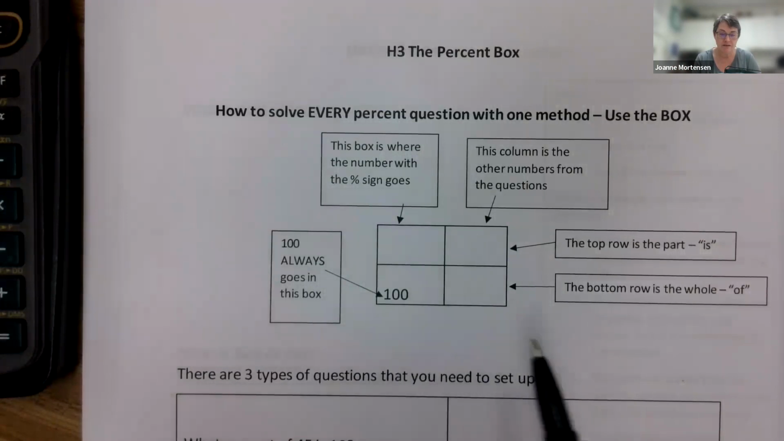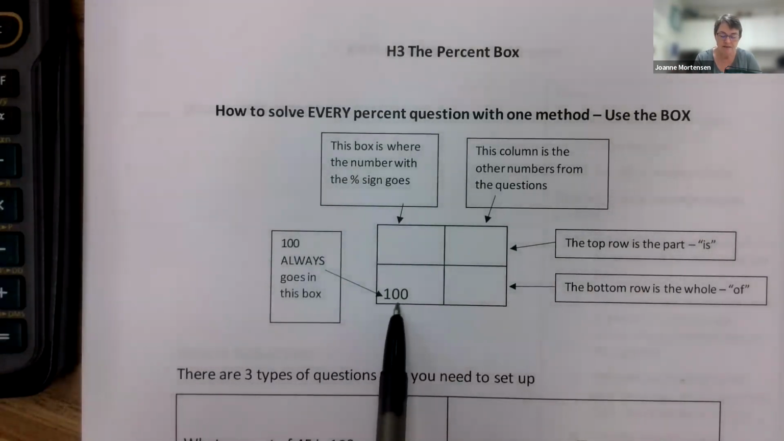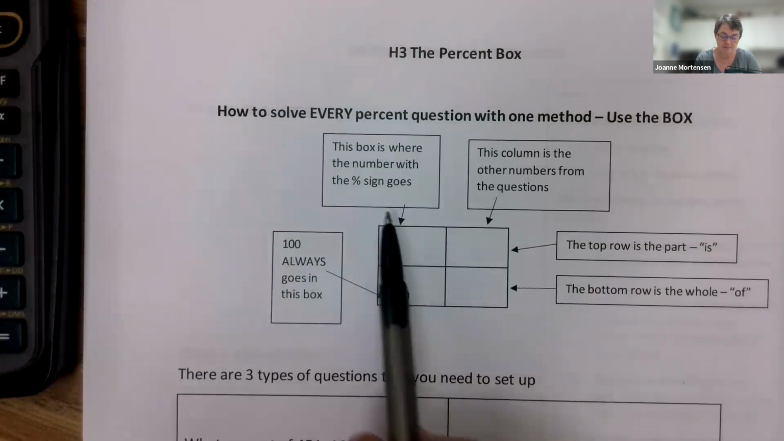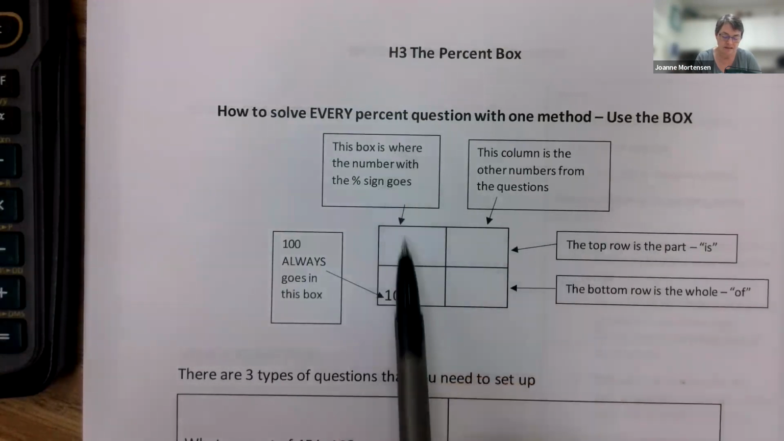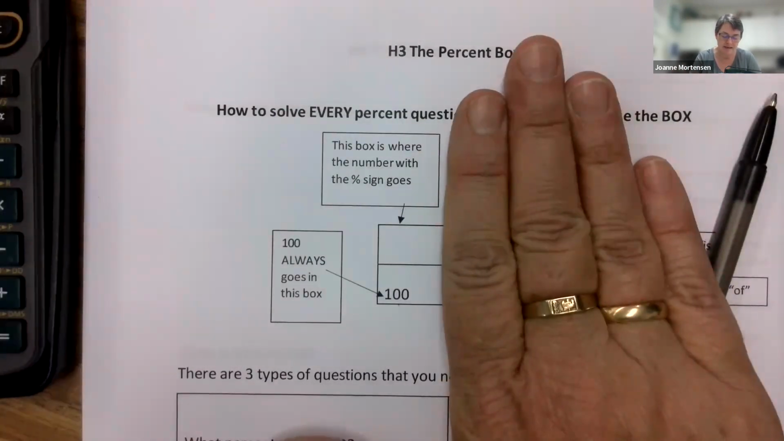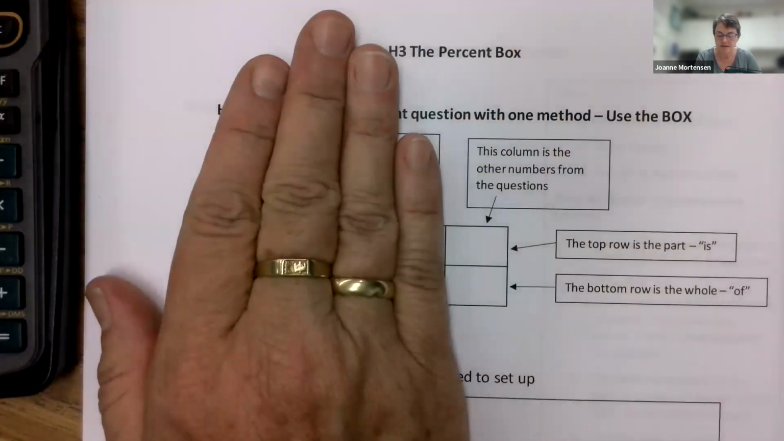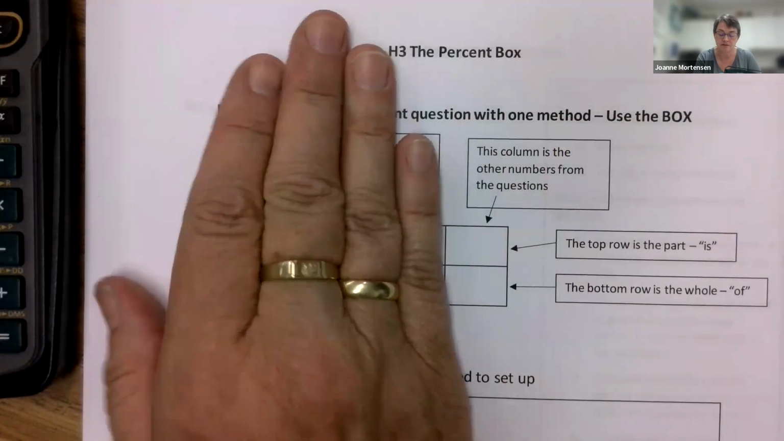Okay, the box is basically a ratio, but I've just made it into a box because it makes it easier for me to see. 100 always goes there. Here is your percent sign all the time. So this side is the one that deals with the percent. This side is the other numbers from the question.